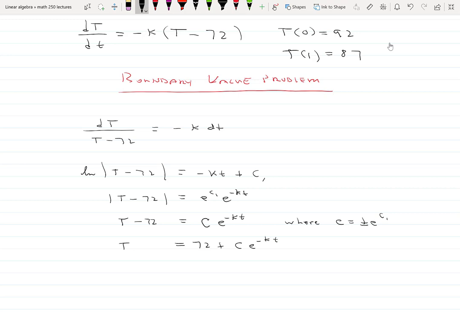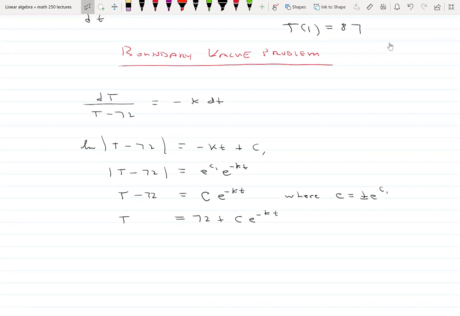And now we get a reason why we needed to take the temperature of the body an hour later. The problem couldn't be solved by just using an initial condition, because there are two constants involved in the solution to this differential equation. One is the constant of proportionality, that negative k, and the other is the C, the constant that arises from solving the differential equation.